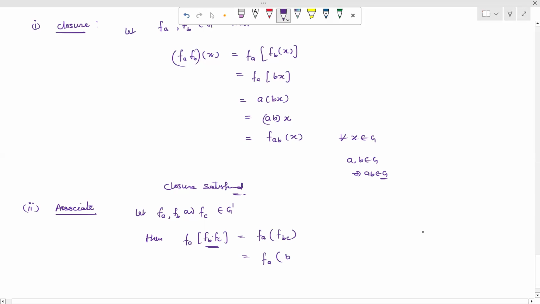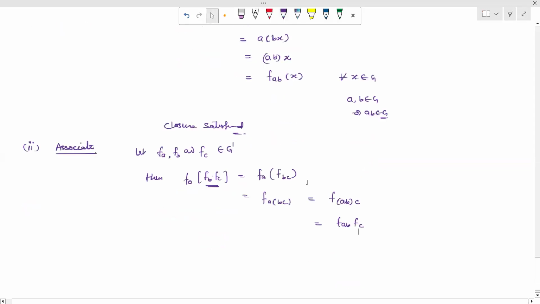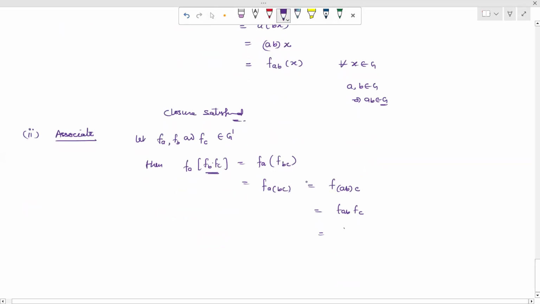So this is equal to f(a into bc). We write directly. By using the associative property for a, b, c, this can be written as ab into c. So this can be written as f(ab) into f(c), so f(a) into f(b) into f(c).